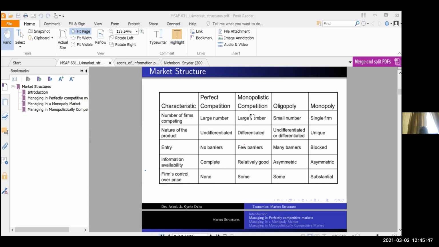What product or industry can you think of that can approximate to a monopolistic competitive market? Large number of firms, differentiated product, few barriers, relatively good information, some control. Any examples? Any examples? You can raise your hand.